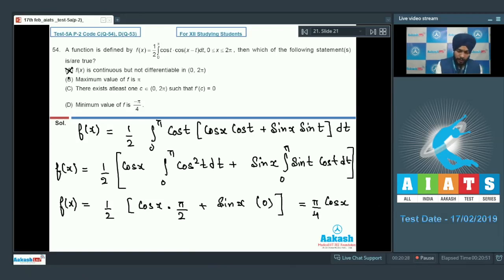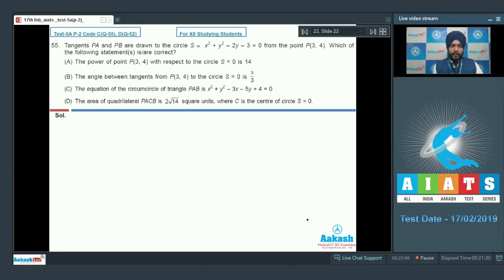A option is wrong. Maximum value is pi by 4, minimum value is minus pi by 4. B is wrong, D is correct. There exists one value of c such that c belongs to (0, 2 pi) such that f dash c is 0. Very correct, because f of 0 equals f of 2 pi, so Rolle's theorem is applicable. C part is correct. Very simple problem. Answer is C and D.